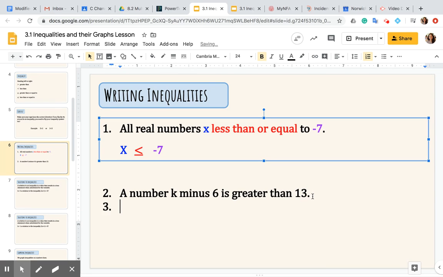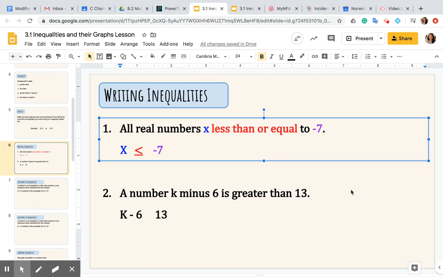Let's try another one. So you'll have one like this as well, where you're going to do a translation. A number k minus 6. So now we've got an entire expression, k minus 6. So it's giving me an operation. Well, what operation is minus? It's subtraction. So I'm going to do k minus 6. So I've got a math operation. Is greater than 13. So right now I'm going to leave a space, and then I'm going to put 13 right here.